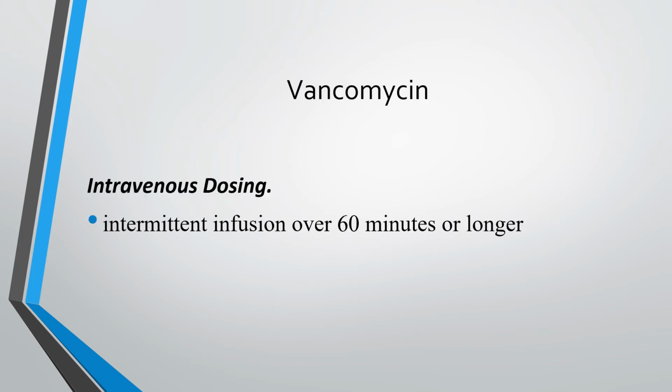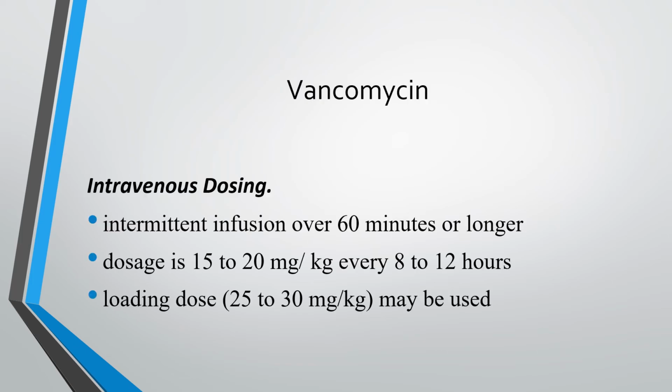Now, the intravenous dosing of vancomycin is intermittent infusion over 60 minutes or longer, and the dosage is around 15 to 20 milligrams per kilogram every 8 to 12 hours, and the loading dose may be up to 25 to 30 milligrams per kilogram.